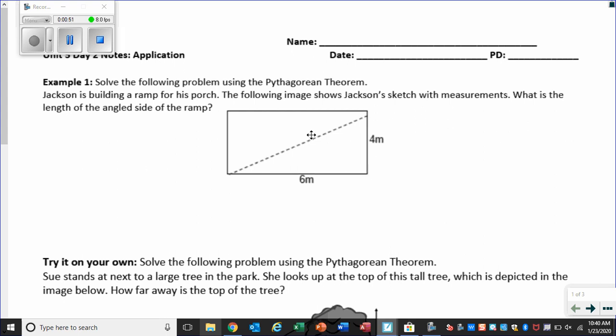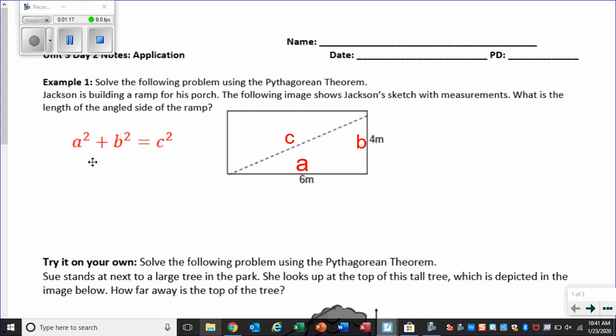So first thing I want to do is label. Because this is the longest side, across from the right angle, that's my C. Okay? Then I just need to label these two legs, and it doesn't matter which one's which, so I labeled this one A and this one B. Okay? Now that I know what A, B, and C are, I can use the formula. A squared plus B squared equals C squared.